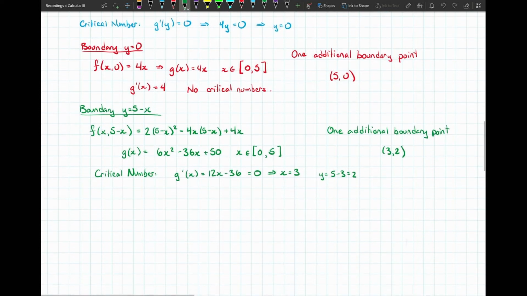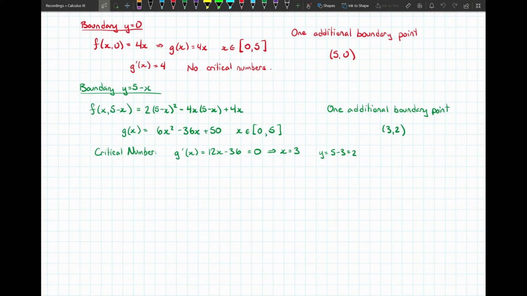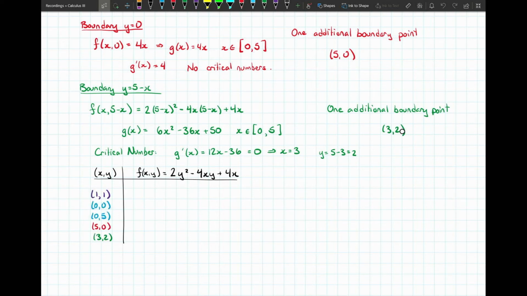Now we're finally ready to determine which of these 5 points might give us the absolute maximum, and which gives us the absolute minimum. Might be best to make a little table of values here. We'll make a list of all 5 of these points and plug them into our function. Let's put these points in order, starting with the interior point 1, 1. If we plug that into our function, f of 1, 1 is just equal to 2. If we plug 0, 0 into the function, it's pretty easy to evaluate. Our function just equals 0.